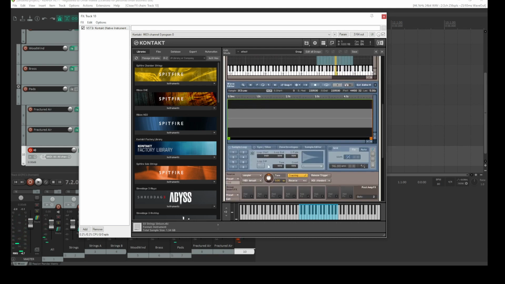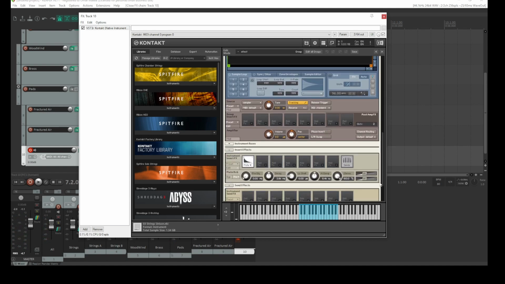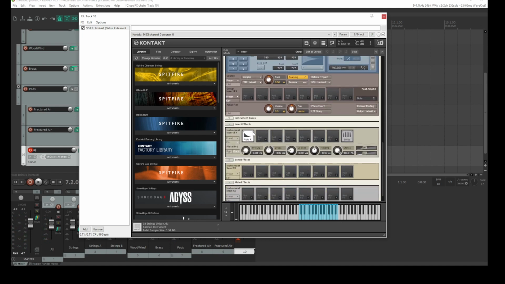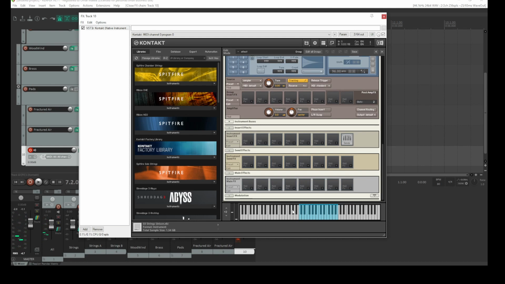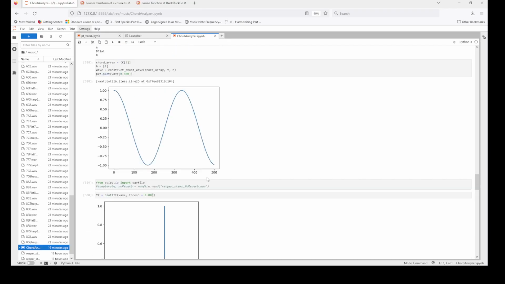And I added plate reverberation for this example. And I recorded the note C with reverberation and without. And I exported that and I analyzed the file, and let's talk about that.